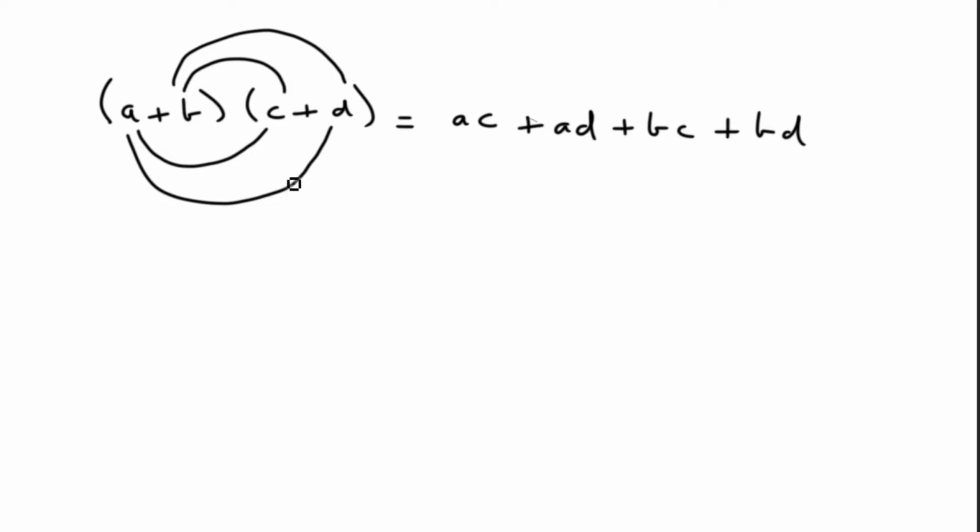Another way of looking at this is to say that first of all we multiplied the two things which were first in the brackets, then we multiplied the things which were on the outsides of the brackets, then we multiplied the things on the insides of the brackets, and then the two things which were last in the brackets. So this is sometimes called the FOIL method.